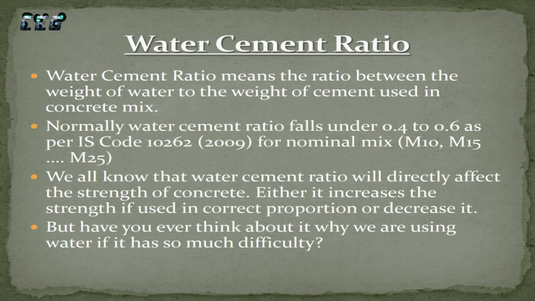M10, M15 till M25. We all know that the water-cement ratio will directly affect the strength of concrete. It either increases the strength, if used in correct proportion, or decreases it. But have you ever thought about why we use water if it causes so much difficulty?